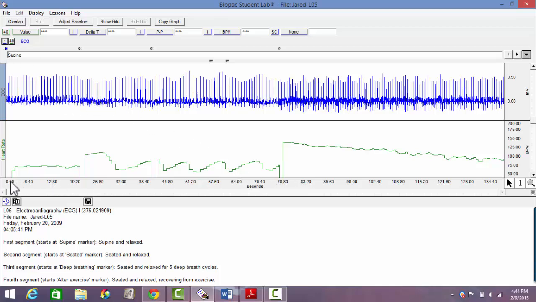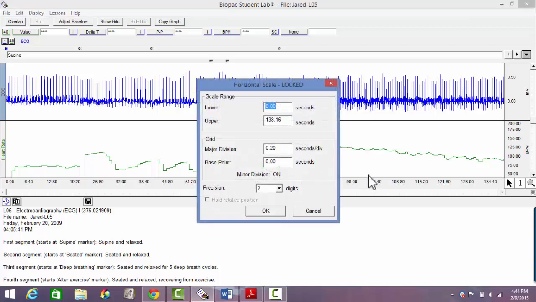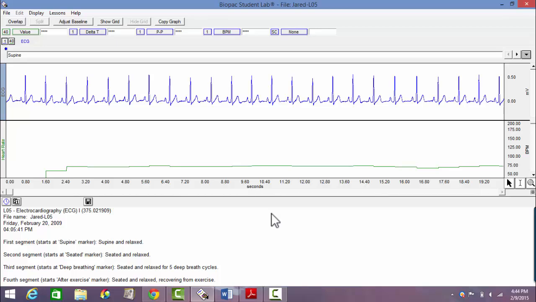So I know that the supine test went from 0 to 20 seconds. So I can choose, I'm just going to do a single left click here on the scale for seconds. I'm going to run it from 0 to 20. So now I can just analyze that part of the test.